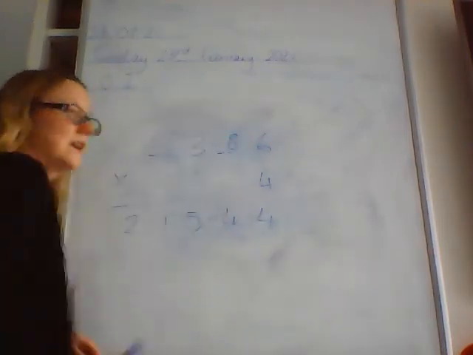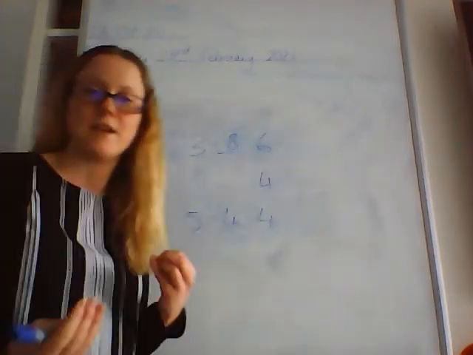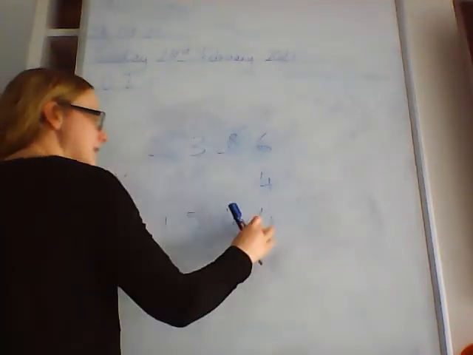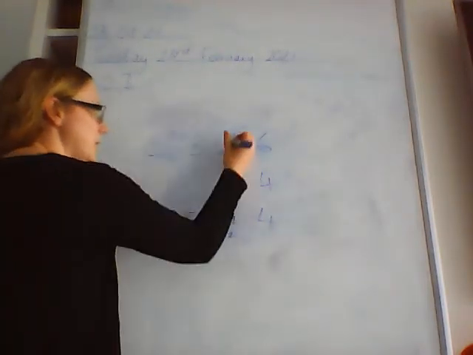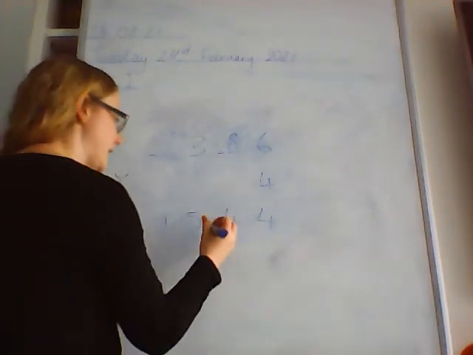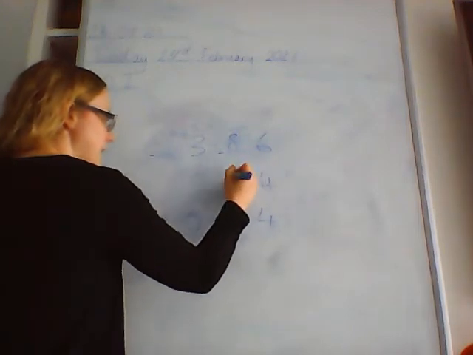My other option I said was 8 because 4 times 8 is 32. Let's see if that's going to work. So 4 times 8 is 32. Add the 2 makes it 32, 35. So we're going to put a 5 in there.